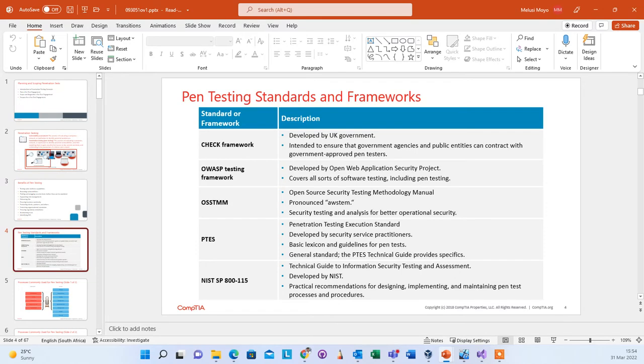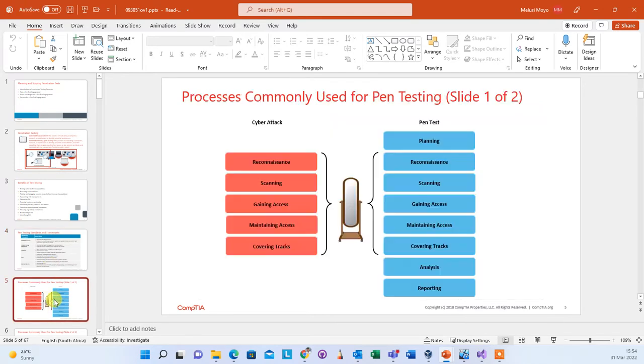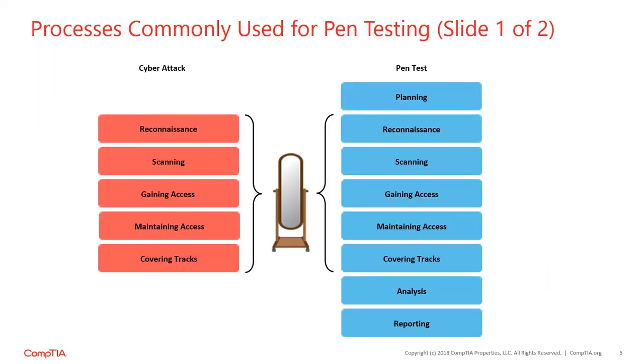All right, moving along to the next slide. Okay, the reconnaissance part. So here is the process commonly used for pen testing. This one is for CompTIA PenTest+. And when you're doing ethical hacking under EC-Council, you have these different steps. There are different standards and frameworks.